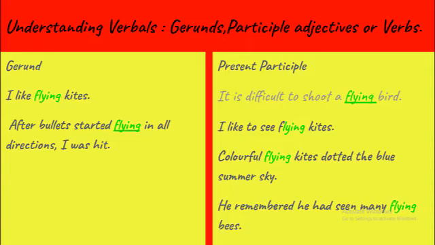"Colorful flying kites dotting the blue summer sky." In this sentence, you will see that colorful flying kites have been used as an adjective. "He remembered he had seen many flying bees." Flying bees, flying kites, like to see flying kites, a flying bird. When you remember that you had seen, heard of something and watched, and after that you see any ing form of a verb, that is being used as a participle adjective.